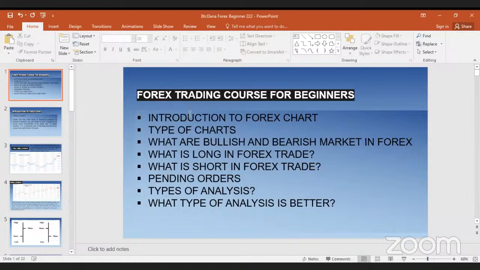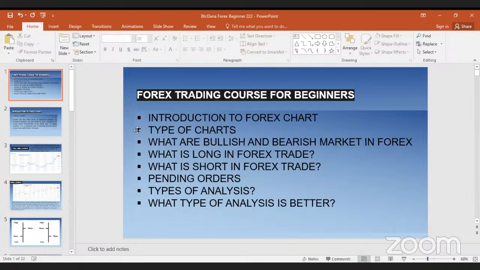We already passed the stage of introduction to forex. We've passed the stage of what currencies are, the major pairs, the currency pairs, and all of that. So now we are a step ahead. We are in the introduction to the forex chart, so we are getting into the fun part. I'm just saying this because of those that were not present in the morning session yesterday.